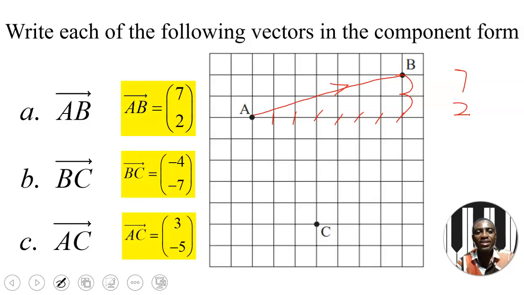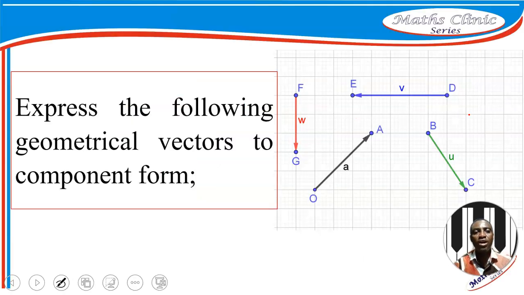Then finally, if you finish, express the following vector in the component form and at the same time in magnitude bearing form. This is your final assignment, which when you finish you can submit and give it to any of your teachers to see whether you've done it right or not.